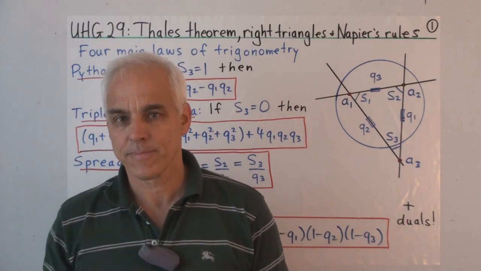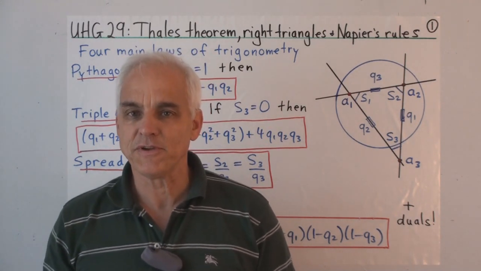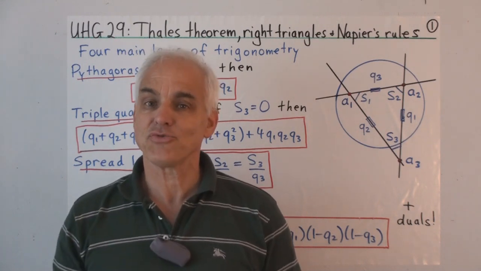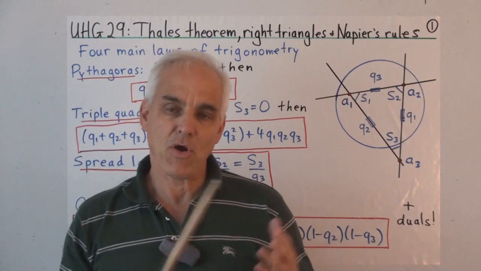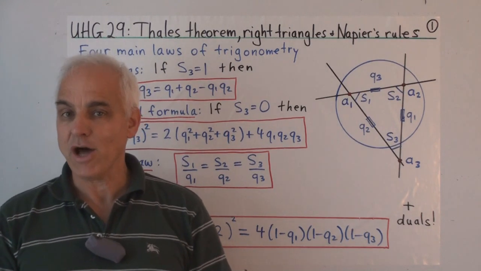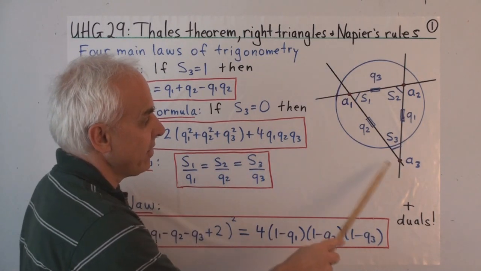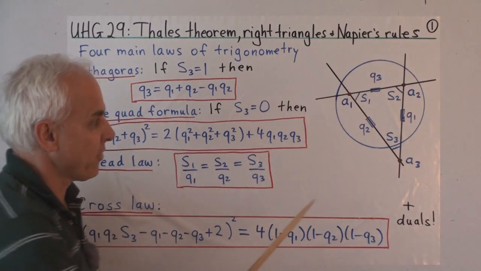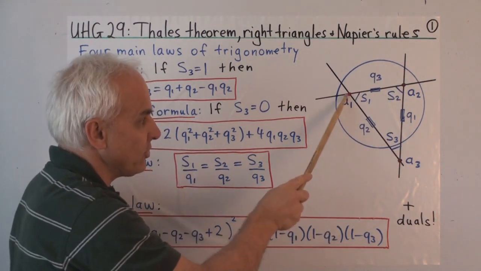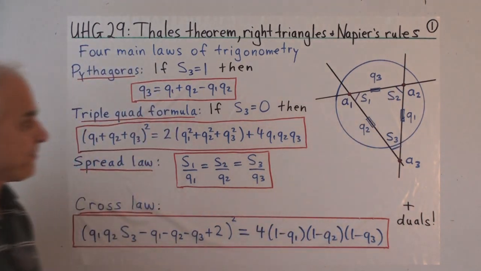I'm Norman Wildberger. This is a course in universal hyperbolic geometry, a new and improved version of the subject which relies on an algebraic approach and doesn't involve any transcendental functions. We're working over the rational numbers, and we've established in the last few videos the four main laws of trigonometry in the subject. So we're talking about a triangle in the hyperbolic plane, 3 points A1, A2, A3, with three quadrances, Q1, Q2, Q3, and three spreads, S1, S2, and S3.